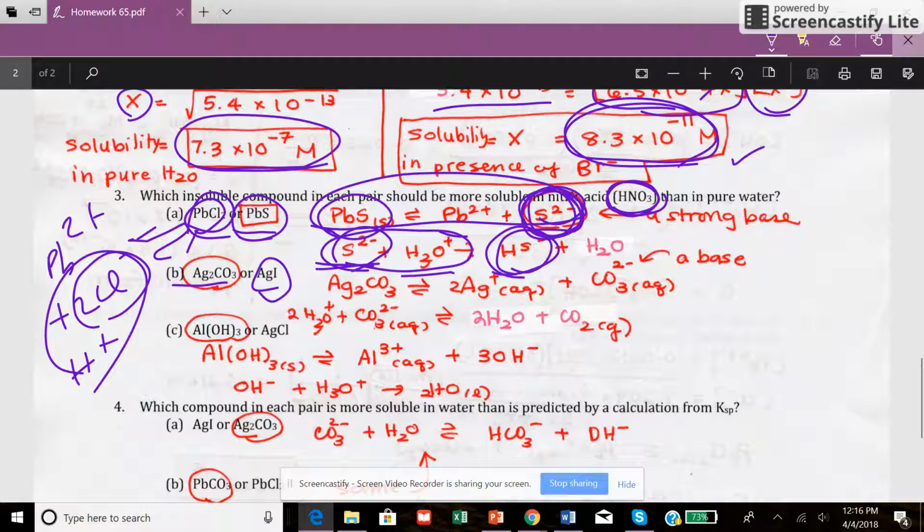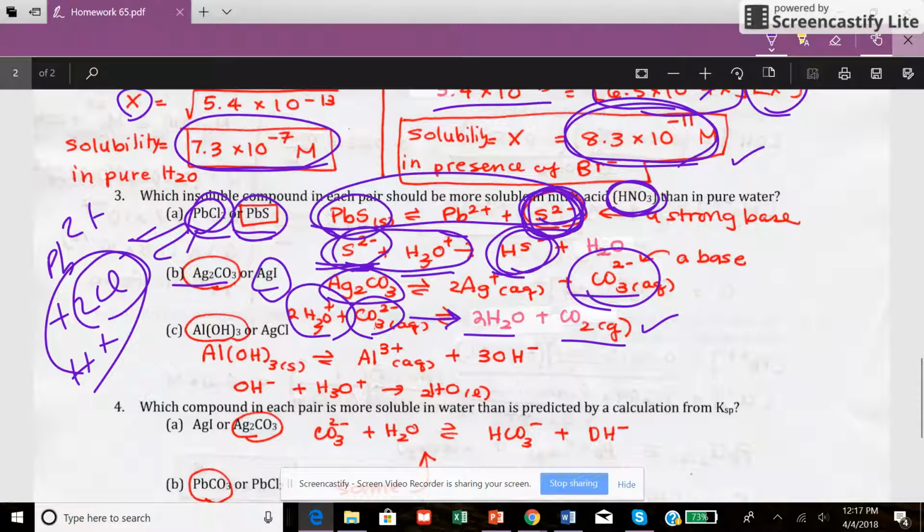silver carbonate, it will produce carbonate. And you know how carbonate will react with the acid to produce water and carbon dioxide. And you know that for this reaction, the K value is super big. So that means the carbonate keeps on getting consumed by this second reaction. And therefore, this has to supply the carbonate. Okay, keep on supplying the carbonate. Therefore, its solubility will be high.